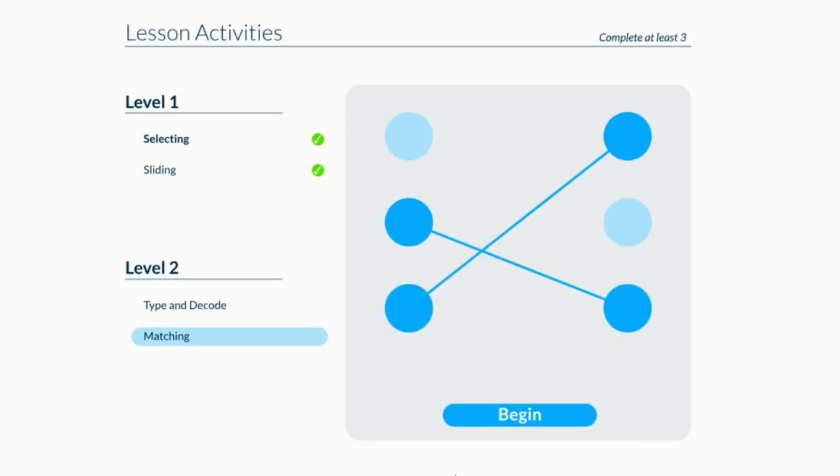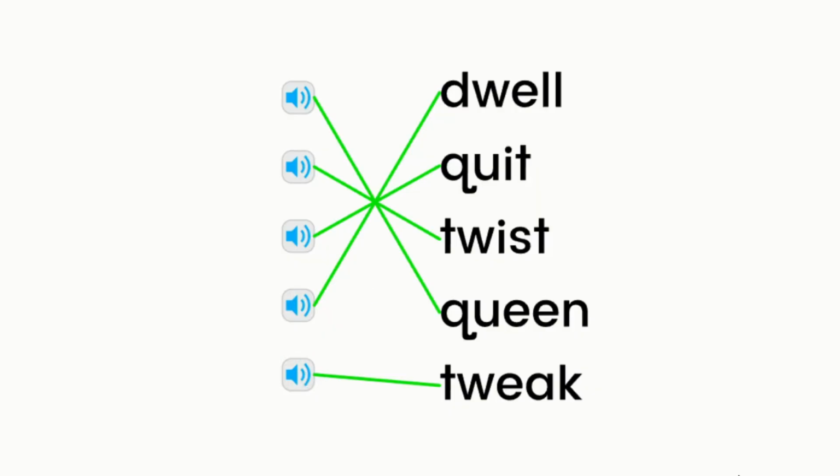Choose this activity to practice matching sounds to words with blends. Match the spoken form of the word on the left with its spelling on the right. Click on the spoken form and then click on the spelling to draw a line between them. Queen. You got it. Twist. Nicely done. Quit. Nicely done. Dwell. Nice work. Tweak. Great job.